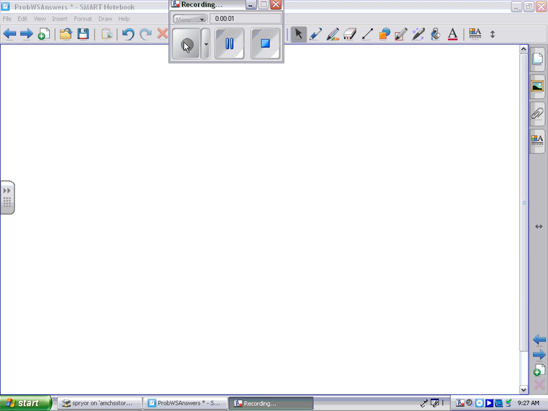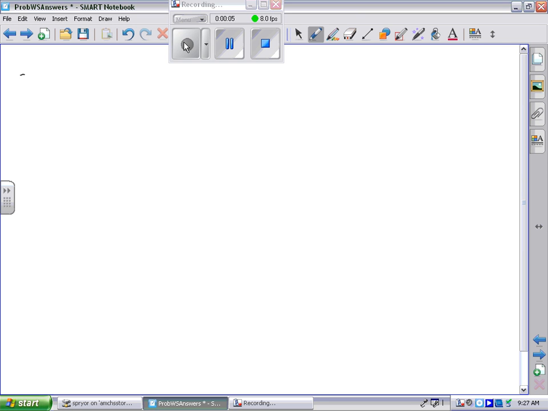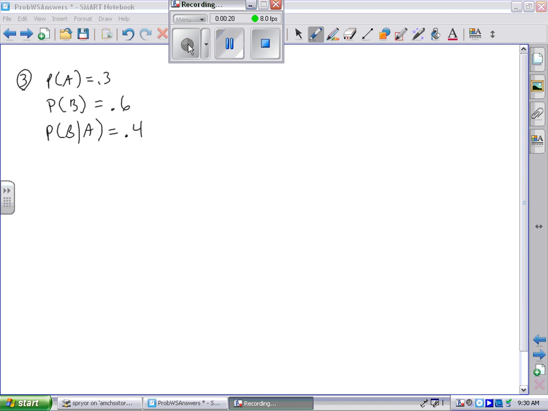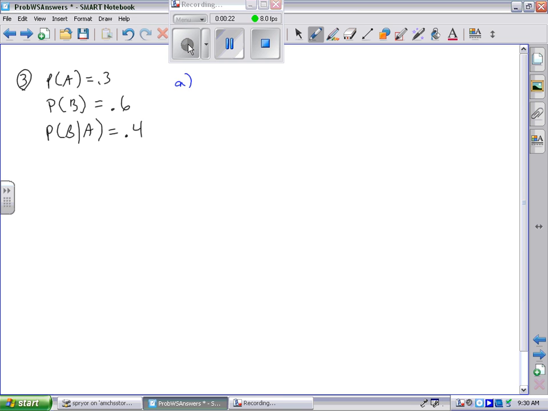Look at question 3. Question 3 says the probability of A is 0.3. The probability of B is 0.6. And the probability of B given A is 0.4. Okay, so then they ask, what's the probability of A and B?